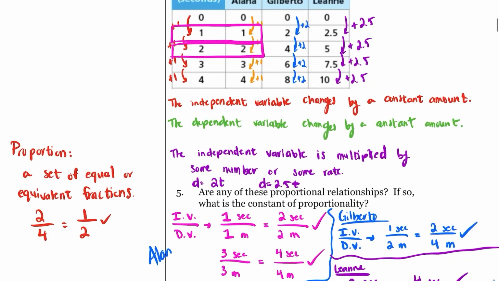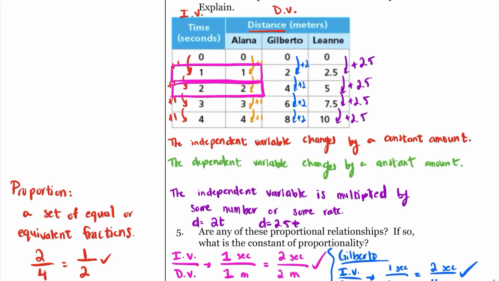Okay, awesome. There's one other thing that I want to talk about for proportional relationships, and this will apply a little bit more when we start looking at the graphs and determining whether or not the graphs are proportional. But I want you guys to notice the very first row of our table here. I'm going to highlight it. You'll notice that all of these lines pass through the origin, right? They pass through the point 0, 0.